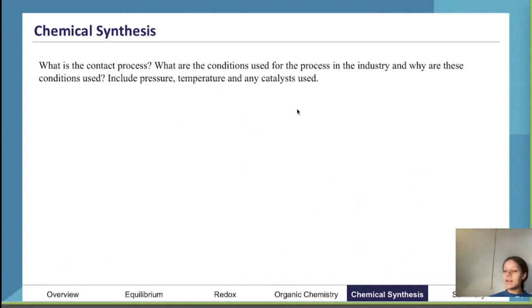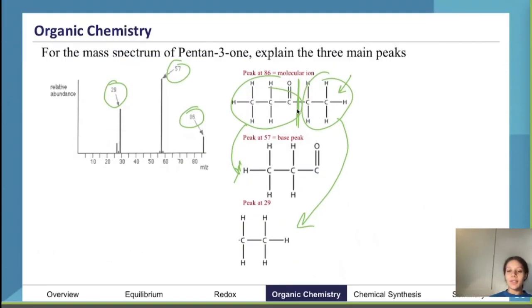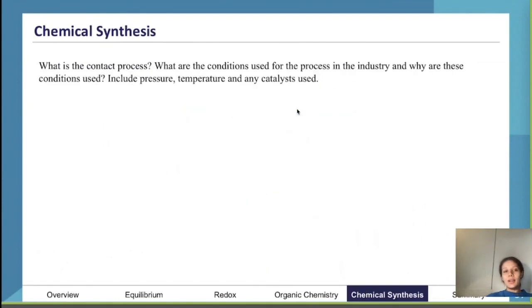Alrighty, now we're going to have a bit of practice of a longer chemical synthesis question. So now we're going to start our chemical synthesis topic. This is a longer question, and it's basically entirely on the contact process, so everything about it.